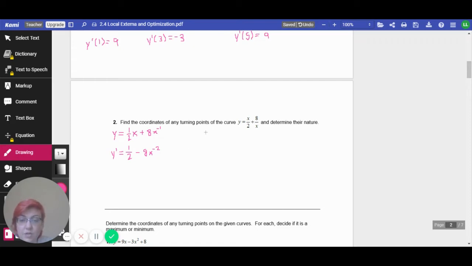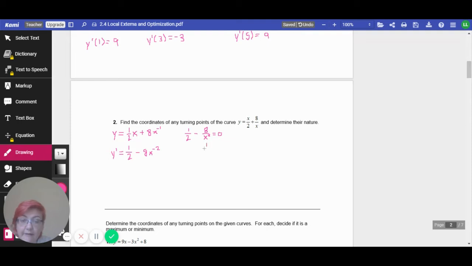All right, so I'm going to solve 1/2 minus 8 over x squared equals 0. All right, I'm going to add 8 over x squared to both sides.